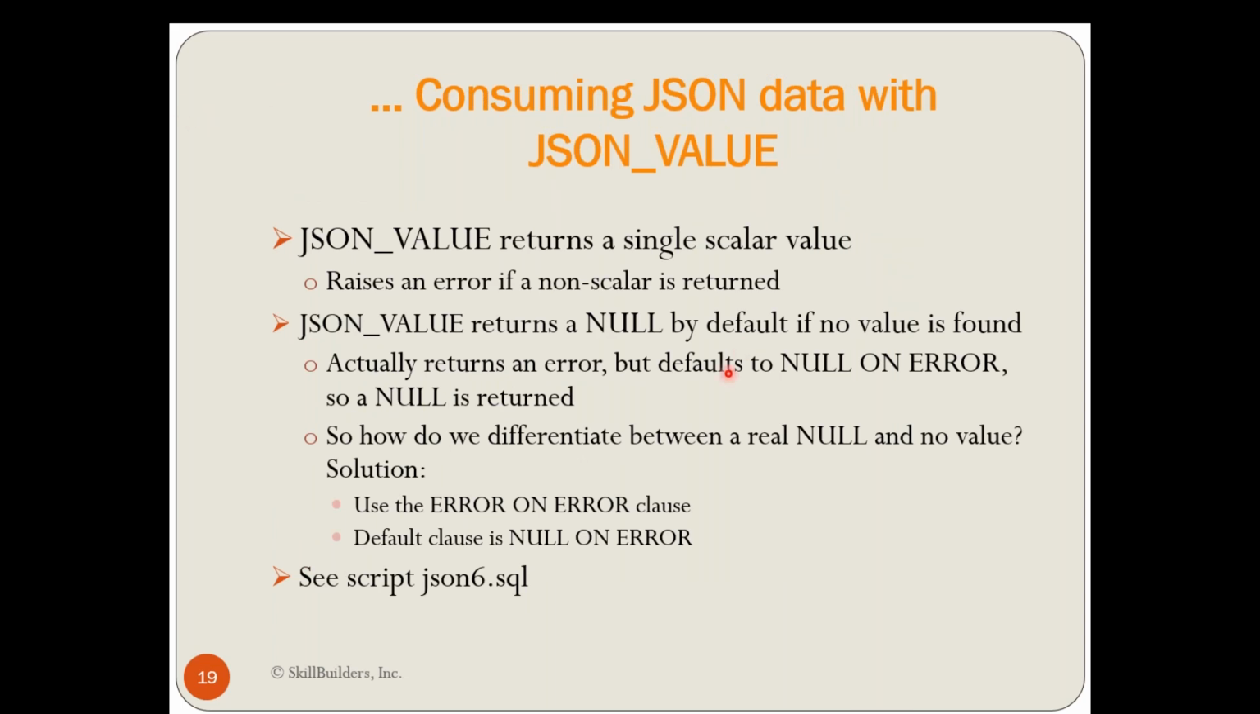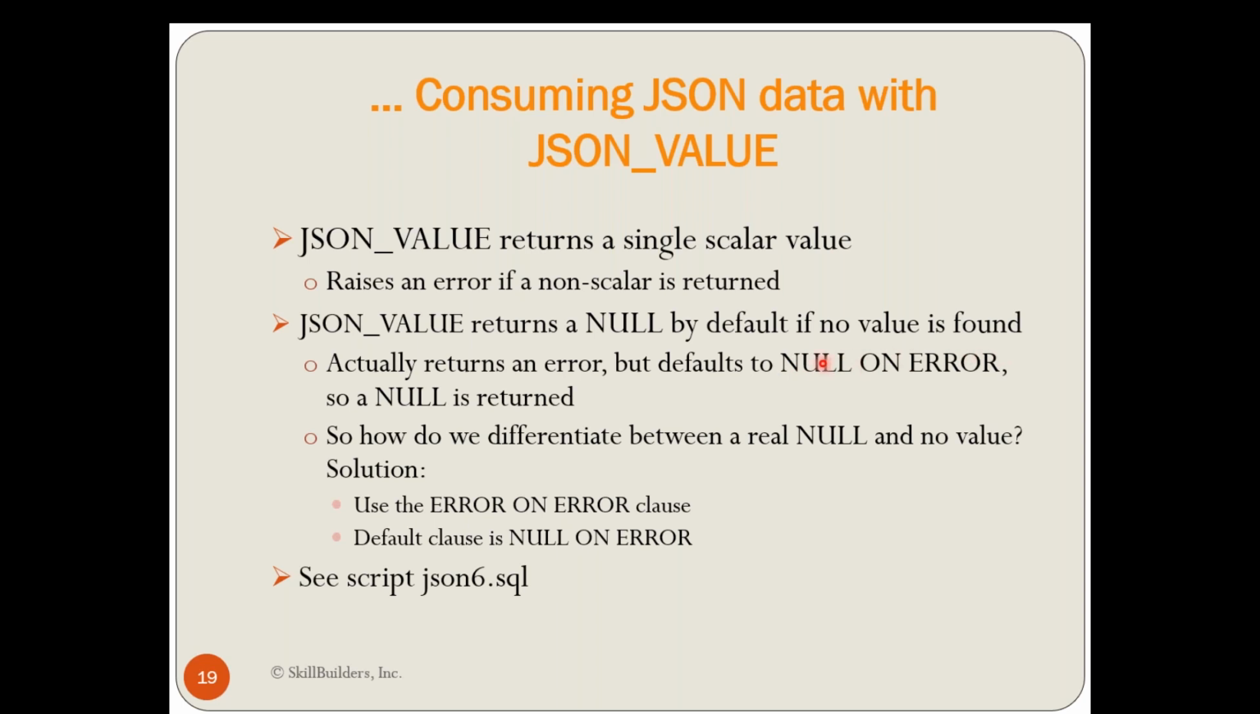So JSON value returns a null if no value is found. We know that the dot notation always returns a null, but JSON value also returns a null if no value is found. Well, Jeff, what's the advantage? It's not giving us anything. It's the same problem that dot notation had. Well, not quite. It's returning a null, but it's really not returning a null. It's really returning an error, but the error defaults to null on error.